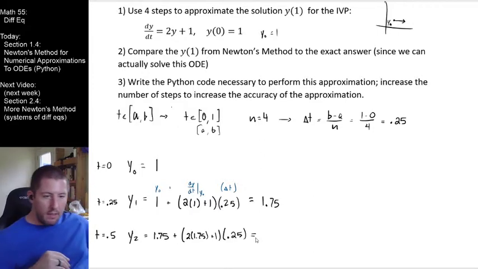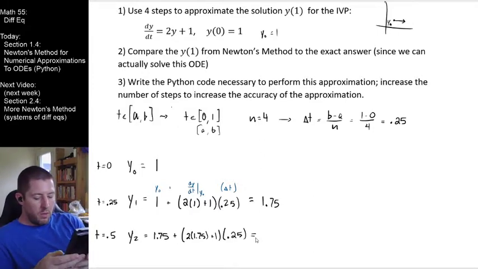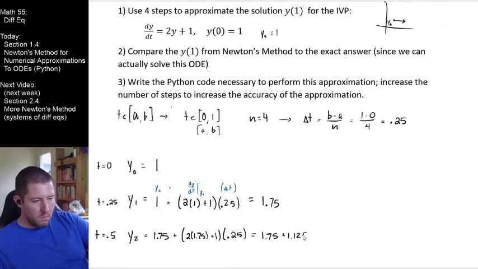And where am I going to end up? Well, I think I need to go to a calculator at this point. So I'm going to do 2 times 1.75 plus 1, that's 4.5, times 0.25 to get 1.125. And I add that to my original value of 1.75, my y1 value, to get 2.875. So this is my approximation of where we're at 1/2 of a second into the motion of this system, given that at time 0 our y value is at 1.